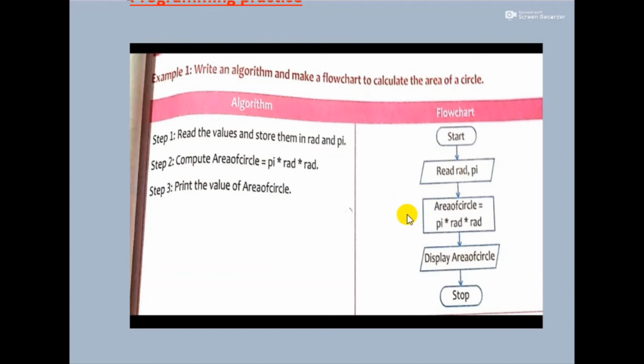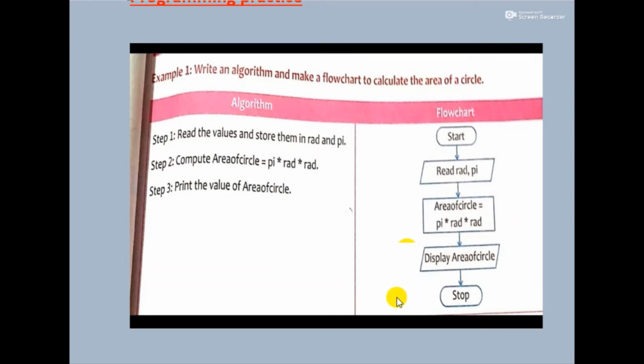The next box is the processing box. We all know that the processing box is used for writing the processing instructions or calculation. Here we can see area of circle equal to pi into rad. So this is the formula which is used to calculate the area of circle.